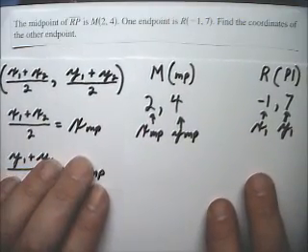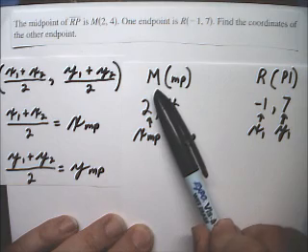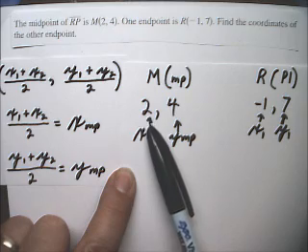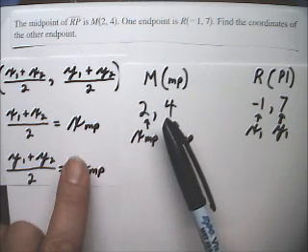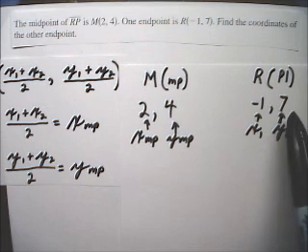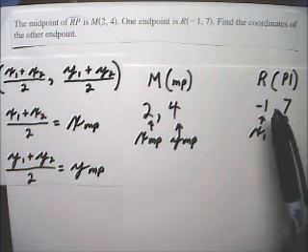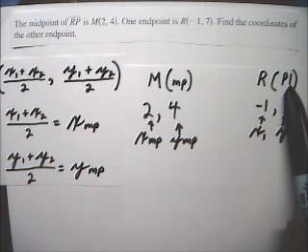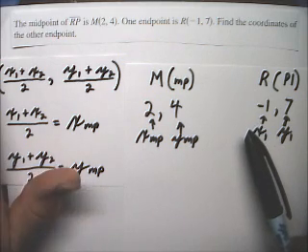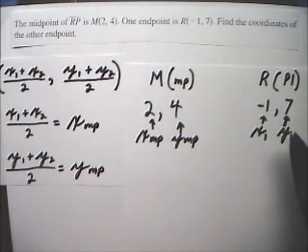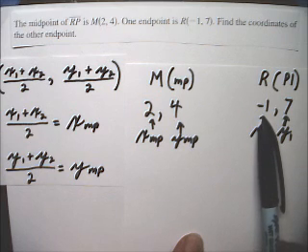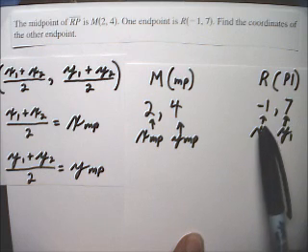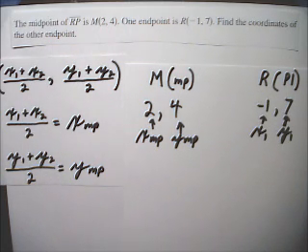See, in our problem we have point M, which is the midpoint. That means this is the x part of the midpoint, and this is the y part of the midpoint. And then we have point R, which is the endpoint. Now you can make R point 1 or point 2. It really doesn't matter. But I made it point 1, and that makes this x1 and this y1. If you made this point 2, this would be x2 and y2.